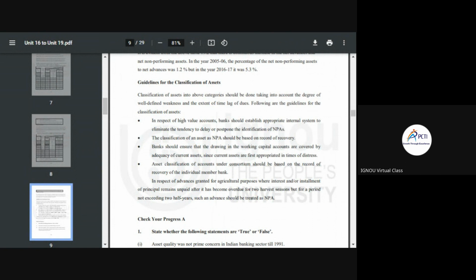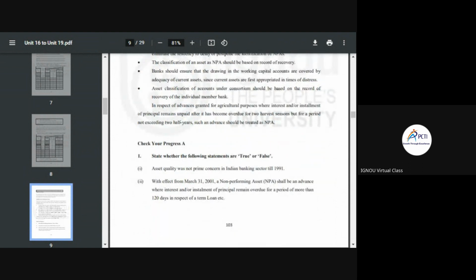So basically, high value account bank should establish appropriate internal system to eliminate the tendency to delay or postpone the identification of NPA. Then the classification of an asset as NPA should be based on record of recovery. Then the bank should ensure that the drawings in the working capital account are covered by adequacy of current asset, and the current asset are first apportioned in times of distress, and the asset classification of accounts under consortium should be based on the record of recovery of the individual member bank.